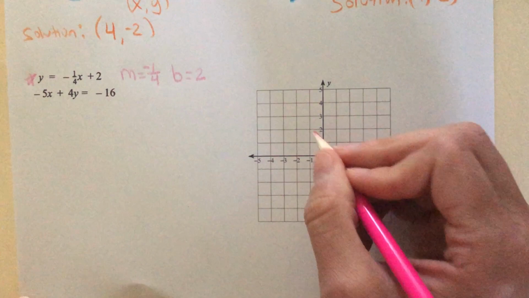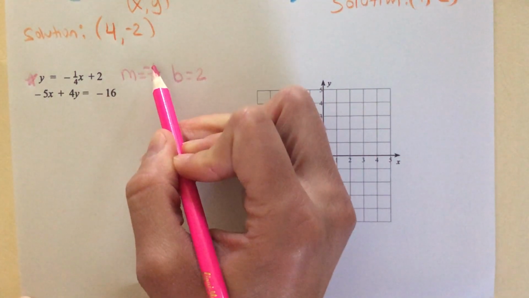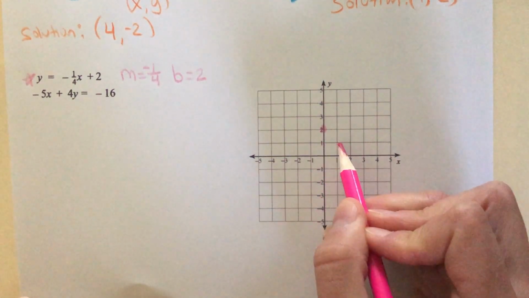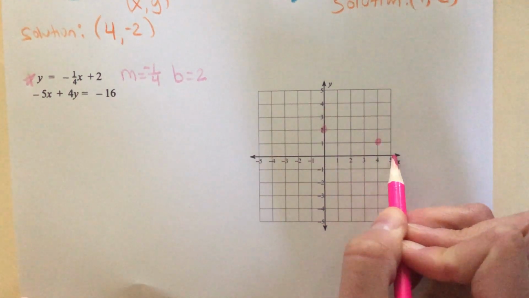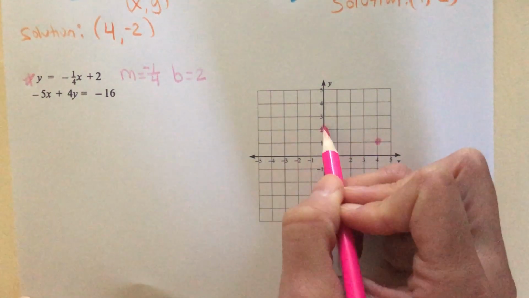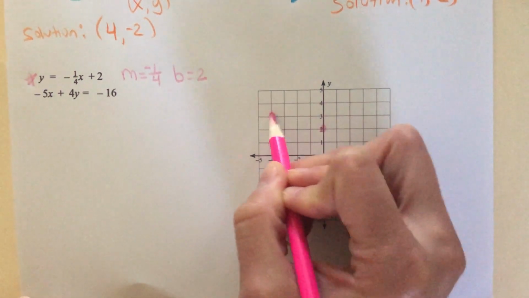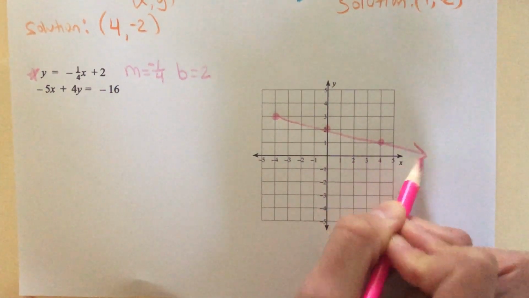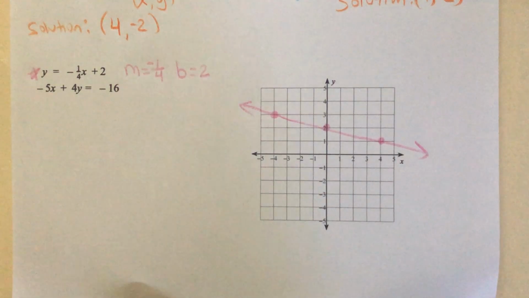My y-intercept is up at the point (0, 2). My slope is telling me to go down 1, right 4. Down 1, and to the right 4. 1, 2, 3, 4. Down 1, right 4. I ran out of room, so I have to go the opposite direction. Up 1, left 4. I'll play connect the dots. And I have my first equation.